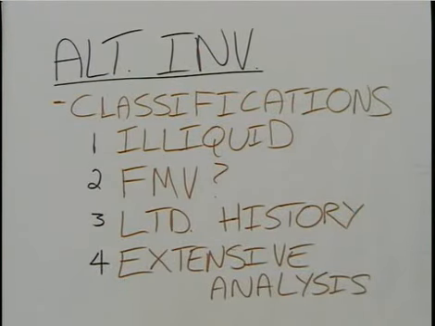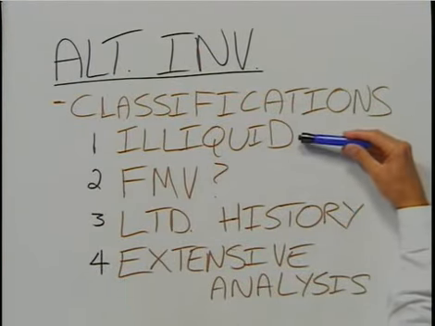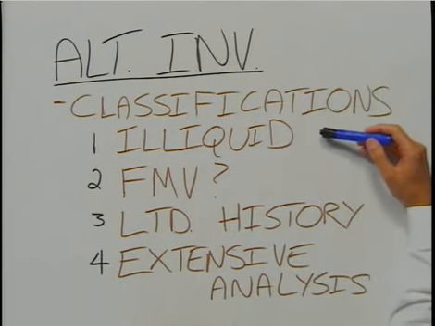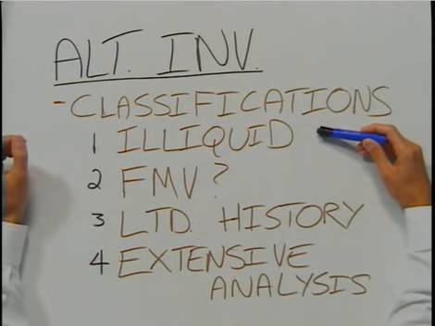The first classification we're going to look at is illiquidity. Illiquidity is one of the key drivers of an alternative investment. How do you get in? How do you get out? Is there a market for this investment, or is there not? That's really determining what the liquidity of the stock is and whether it's going to be an alternative investment or not.